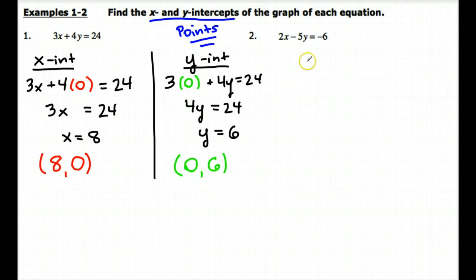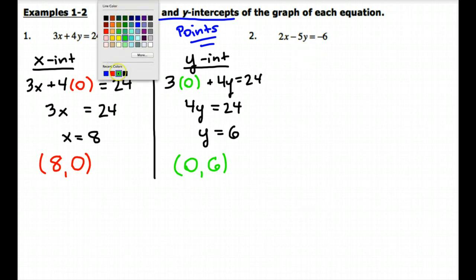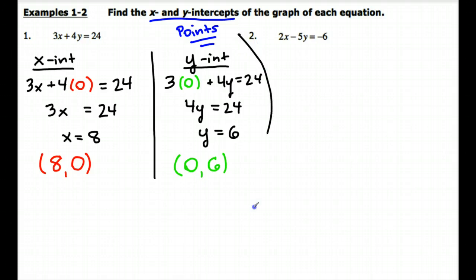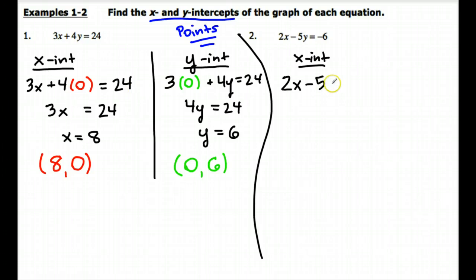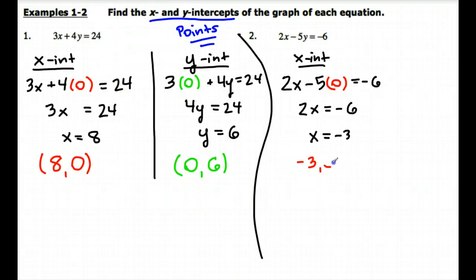Okay, now we're going to try number 2. This time the equation is 2x minus 5y equals negative 6. So to find the x-intercept for this line, I'm going to take the equation and substitute a 0 for my y value. So 2x minus 5 times 0 equals negative 6. That's going to give me 2x equals negative 6, and so x equals negative 3. So that means my x-intercept is at negative 3, 0.